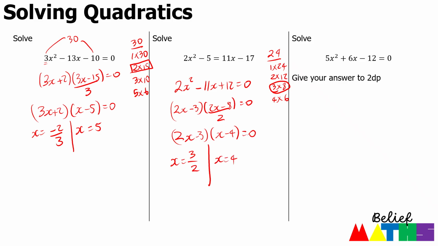Now in this third question, they won't always be factorizable, and a big hint you'll get on the calculator papers is they'll say it's 2 decimal places or 2 significant figures. This implies you're going to use the quadratic formula.